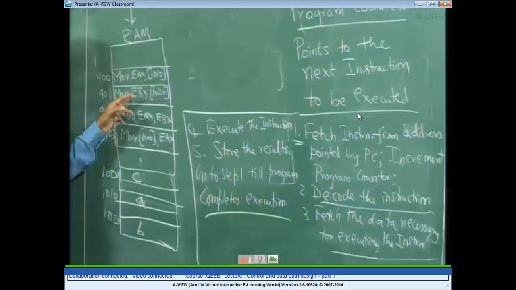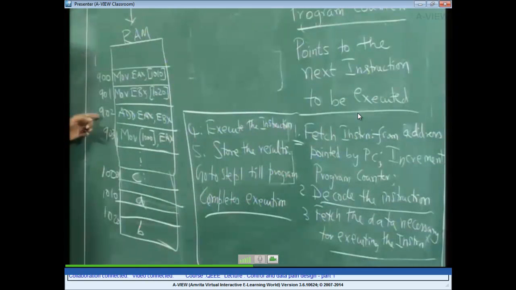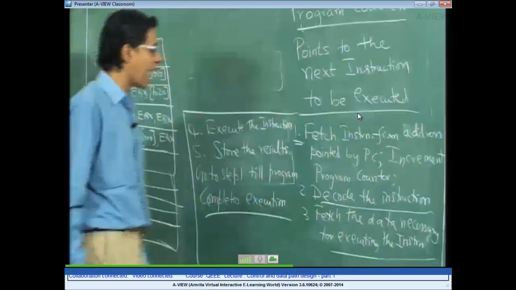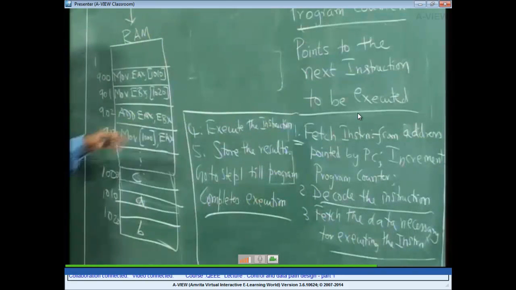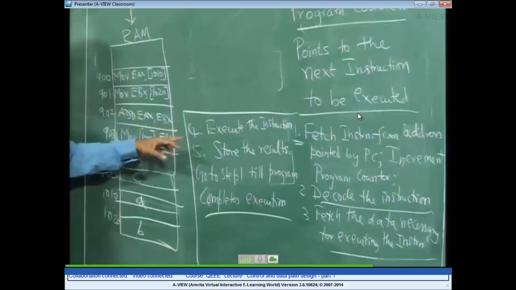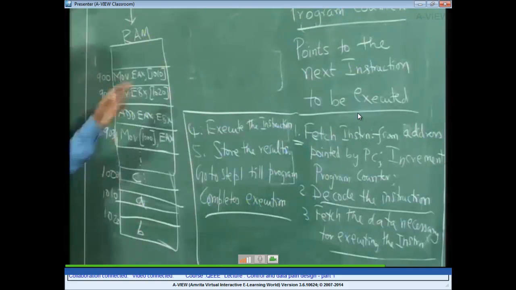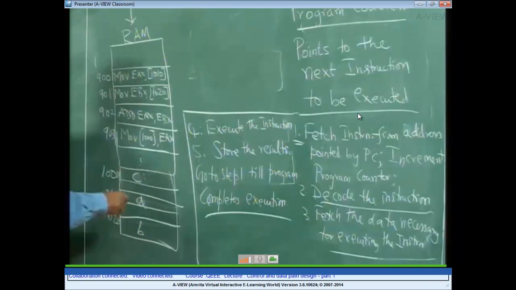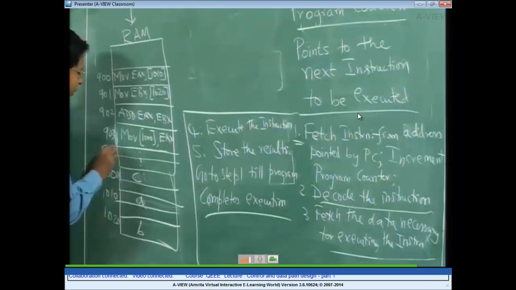Similarly, in the case of 1020, moving 1020 to EBX. In the third cycle, your program counter would be pointing to 902, where you get add EAX, EBX. You decode the instruction, you know it is add. Then you fetch the data EAX and EBX, add them in the ALU, and then store back the result in EAX. Then you go back to 903 and so on. Right? And this goes on till the program gets finished. So let the 904 instruction be something like halt. Let it stop.